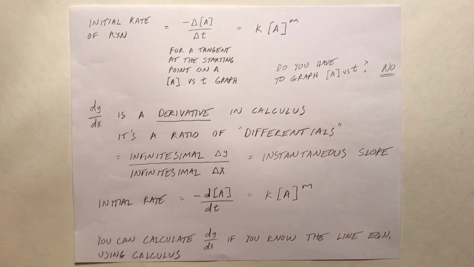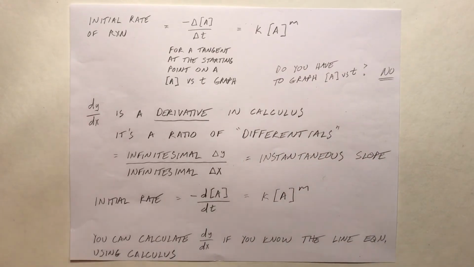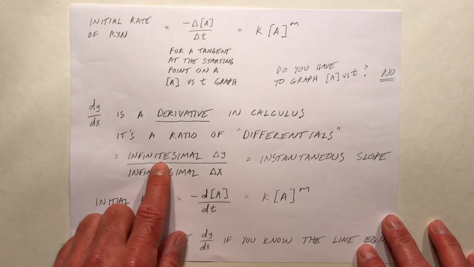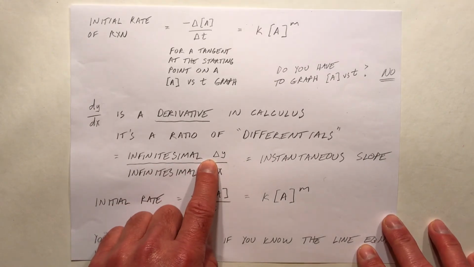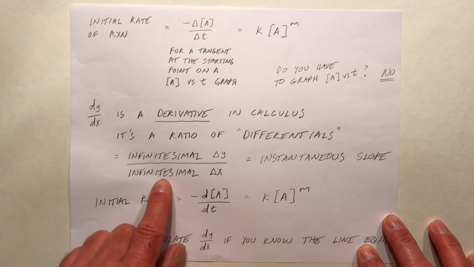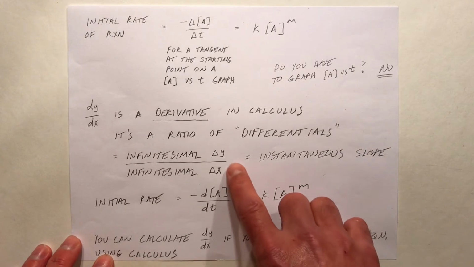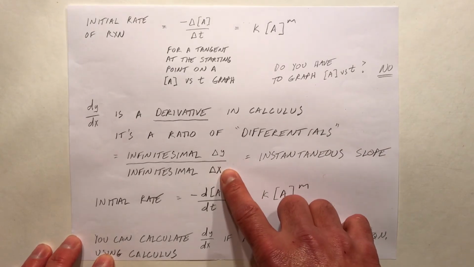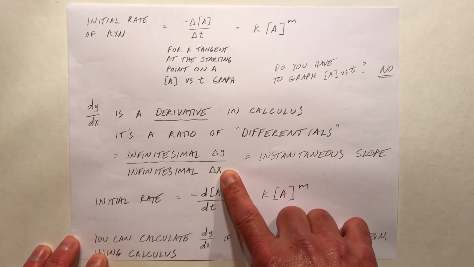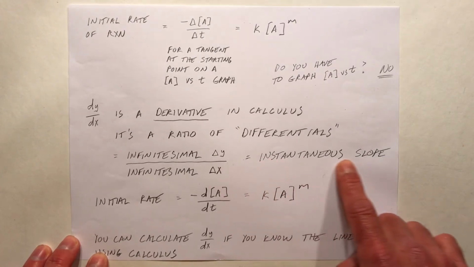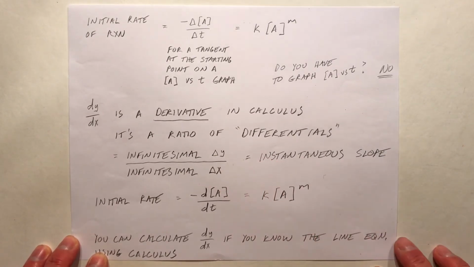Now, what you can do is some calculus. dy divided by dx is known as a derivative in calculus. It's actually a ratio of the differentials. When we say differential, we mean that there's a slight difference there. It's actually an infinitesimal difference in the y values, or an infinitesimal delta y, divided by an infinitesimal delta x. And if you make the delta y infinitesimal and the delta x infinitesimal, we're really talking about the slope at a point or at an instant on the line. So that's instantaneous slope.